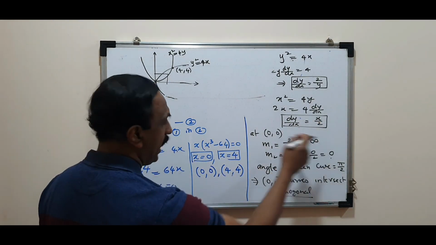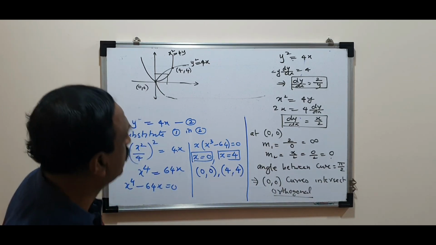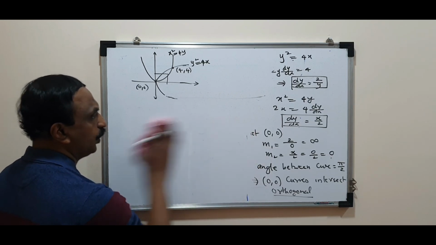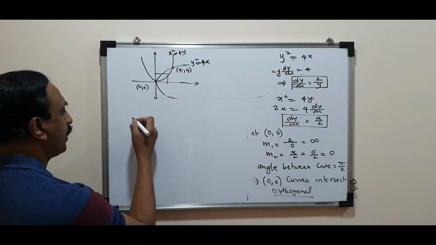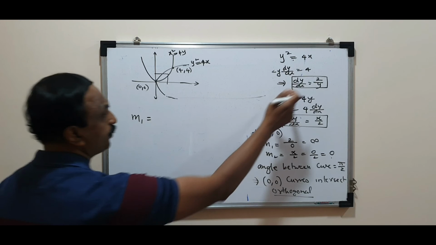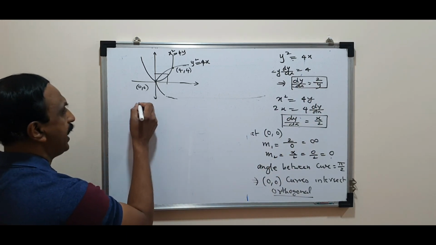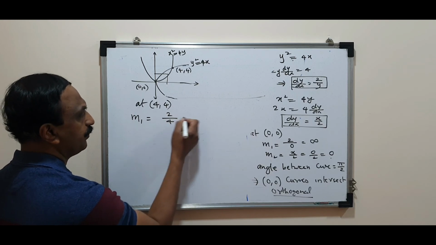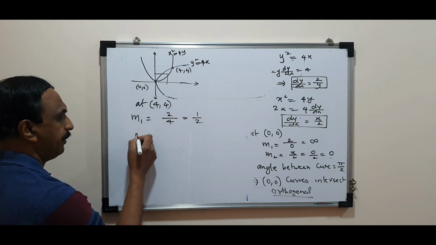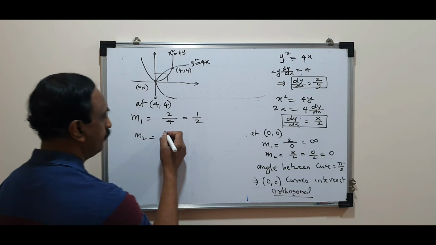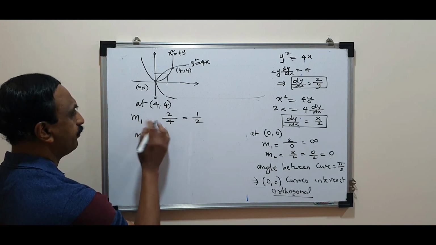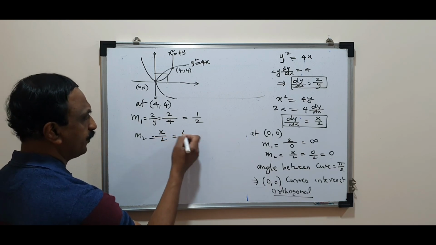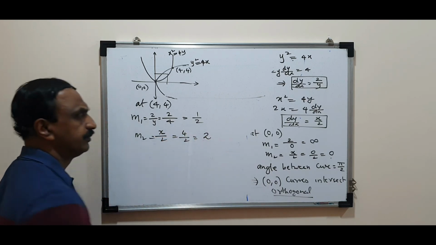Now let's have a look at the next point, (4, 4). What will be the angle between the tangents at (4, 4)? So let me take the slope of each tangent. What is m1? m1 is the slope of the first one. So at (4, 4), m1 is 2 by 4, which will give you 1 by 2. m2 is x by 2, that is 4 by 2, which will give me 2.